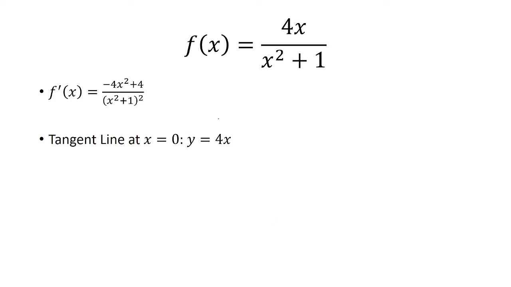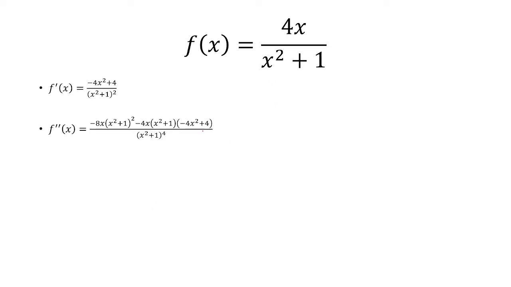Now at x equals 0, we could just plug in x equals 0 here to get the slope. So f prime of 0 is 4. And then f of 0 is 0. So this is the y-intercept, that's going to be 0. This is the slope, so you just use y equals mx plus b. b is 0, that's the y-intercept, m is 4. So that's why we get the tangent line y equals 4x.